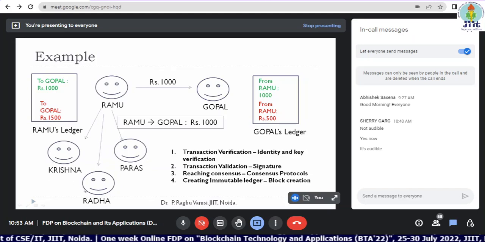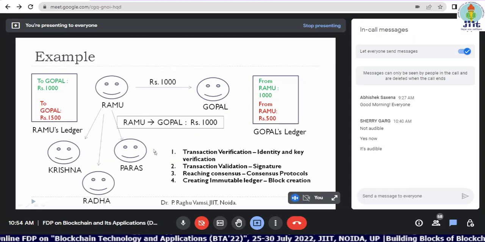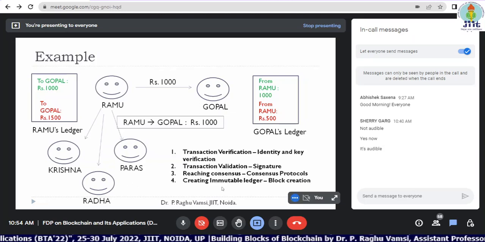If the result is correct, that miner is eligible to add this particular transaction onto the ledger, and that solver, the miner who solved the puzzle, will get some monetary benefits. This is what they call the process of proof of work consensus, which is mainly used in the Bitcoin blockchain. Next one is creating an immutable ledger.